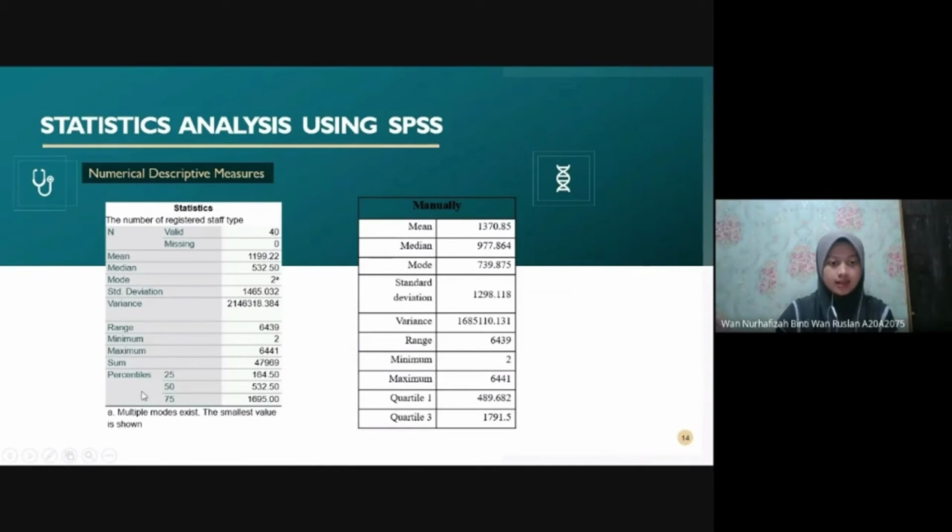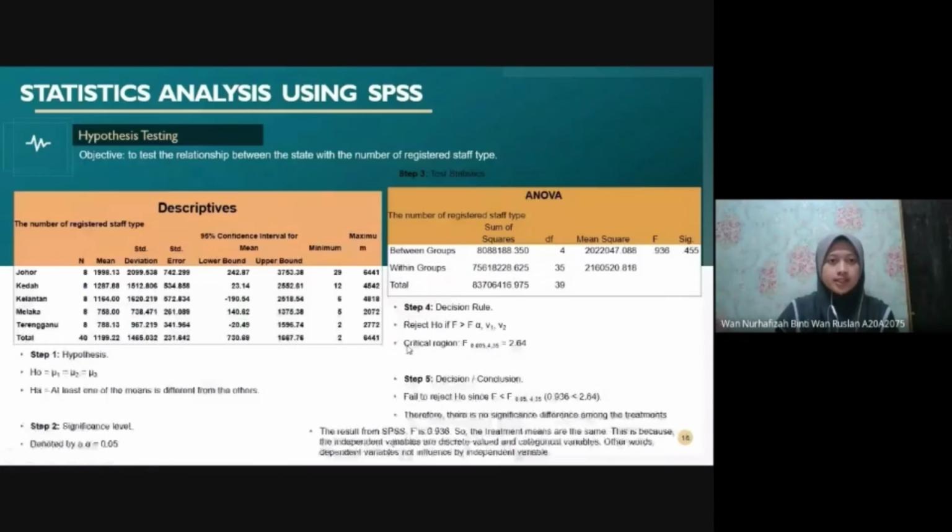We use percentiles 25%, 50%, and 75%. For quartile 1, we got 489.682. For quartile 3, we got 1791.5. For the hypothesis testing, the objective is to test the relationship between the state and the number of registered staff types.